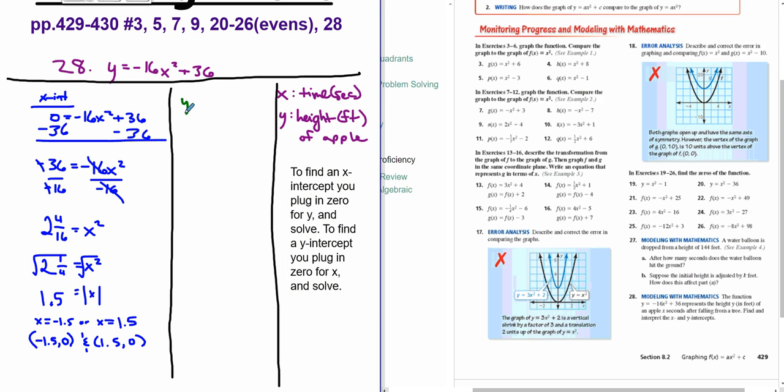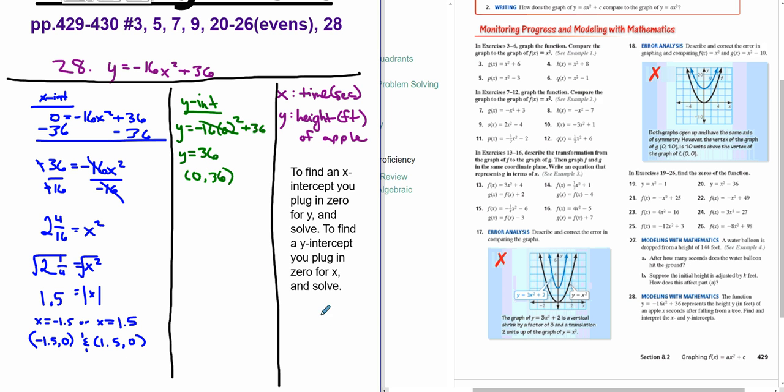To find a y-intercept, as I wrote before, you need to plug in 0 for x. So y equals negative 16 times 0 squared plus 36. Well, that cancels out here. 0 squared is 0 times negative 16 is still 0. So we get y equals 36. So the y-intercept is (0, 36), which is also the vertex. All right, so I have my x-intercepts, I have my y-intercept.